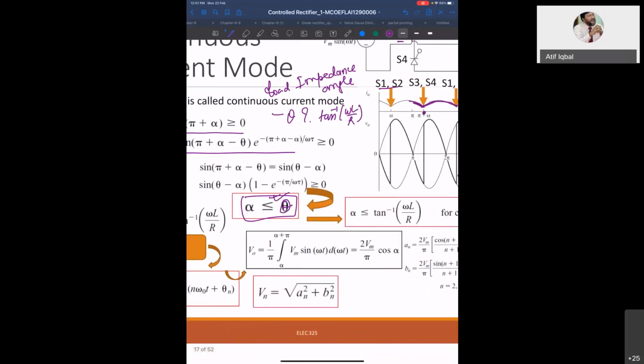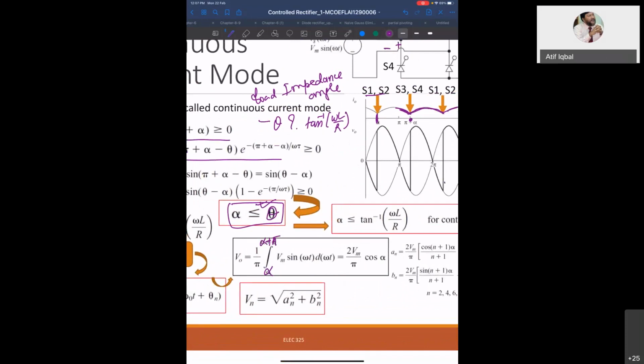And the average output voltage will be from alpha to alpha plus pi. The cycle is pi only, because this is full wave. So from alpha to alpha plus pi, you get this as your equation for the average output voltage. Average output means DC.